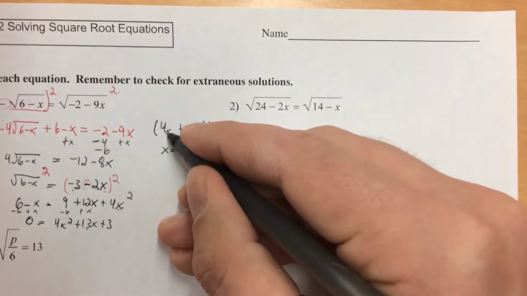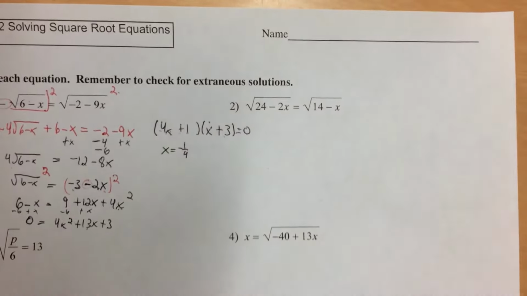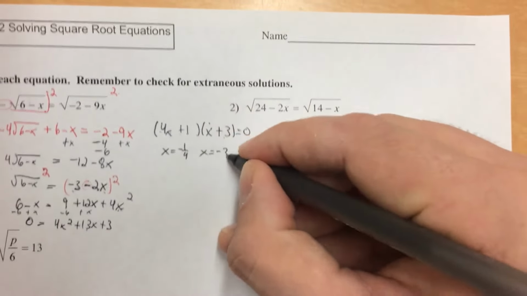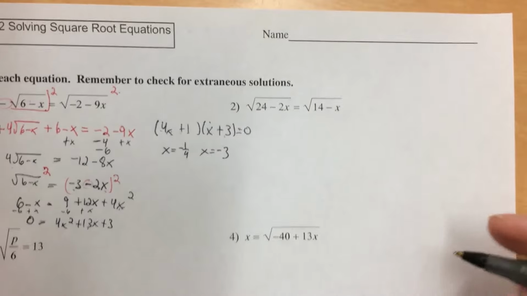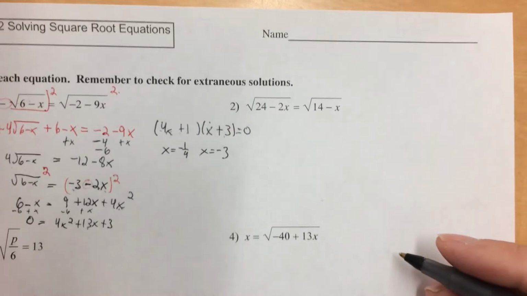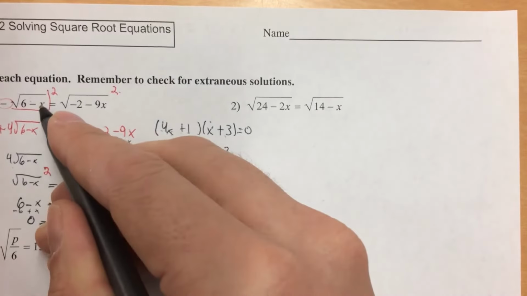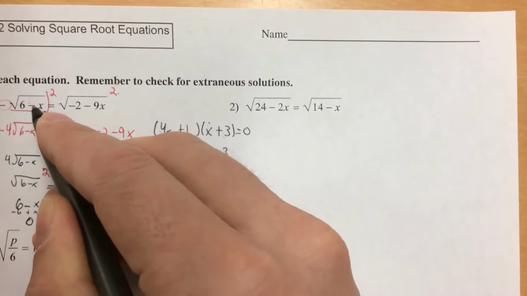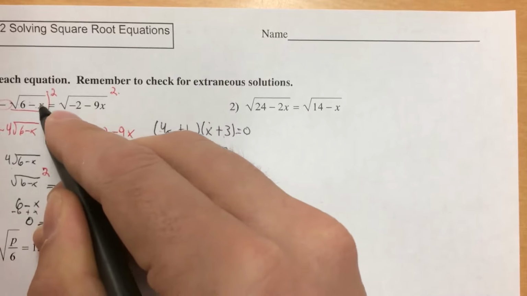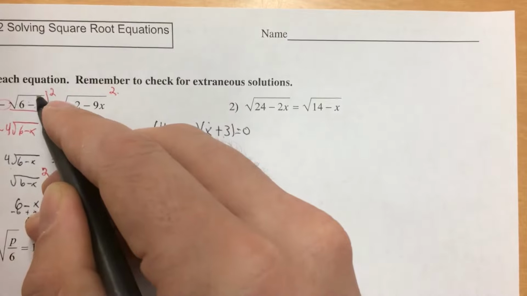That's what when we plug in -1/4 here, 4 times -1/4 is -1. -1 plus 1 is 0. And x equals -3. Now at the end of square root equations, we need to go back in and check our solutions and make sure they work. I'm going to start with -3 because it's a little bit easier to check. When we plug in -3, 6 minus -3 is positive 9. Minus a negative is adding, so 6 plus 3 is 9. Square root of 9 is 3.